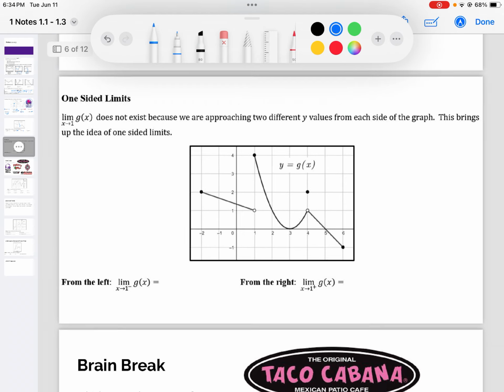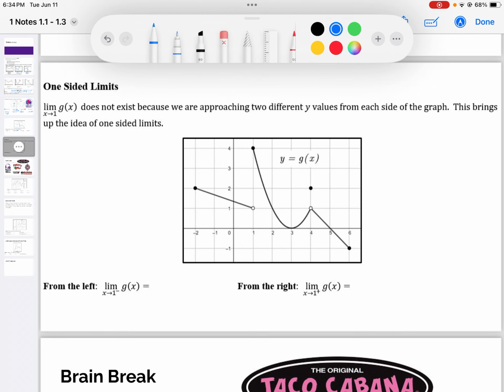I should probably have put this slide in earlier, but oh well. It says the limit of g of x as x approaches 1 does not exist because we are approaching 2 different y values from each side of the graph. This brings up the idea of a one-sided limit, which we talked about. So this is how you would denote a limit from the left, the little negative, like an exponent in the top right. And this would be from the right, from the positive side, and from the negative side would be from the left.